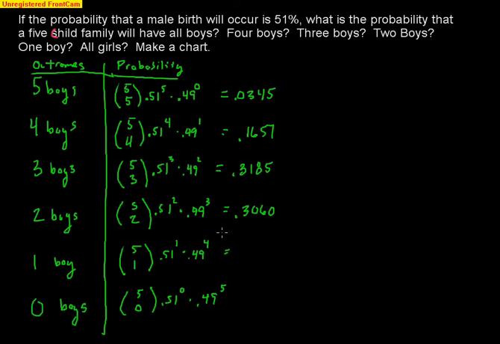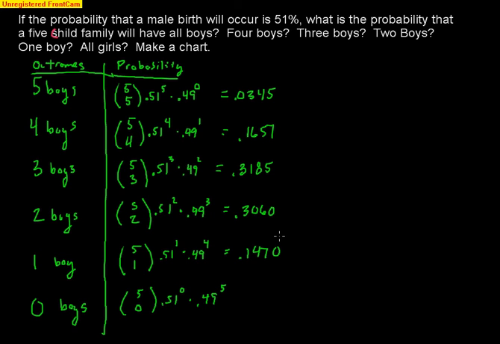And finally, we got 5 choose no boys. There should only be one way that can happen: all girls, no boys, right? Times 0.51 to the 0. I really don't need to be typing that. Times 0.49 to the 5th. And I get 0.0282.